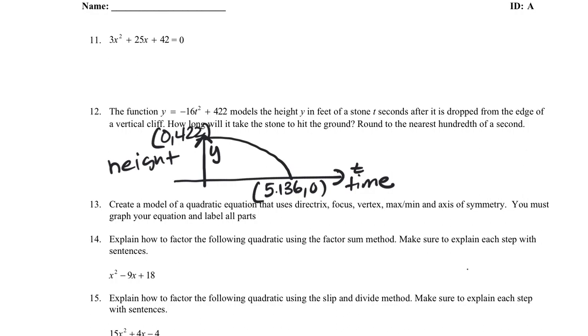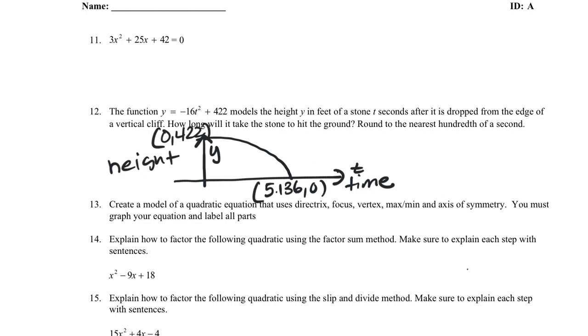The function y equals negative 16t squared plus 422 models the height in feet of a stone t seconds after it's dropped from the edge of a vertical cliff. So here shows you the distance versus time. In other words, after so many seconds, the stone hit the ground, and that's what they're looking for. So I went ahead and typed this into Desmos.